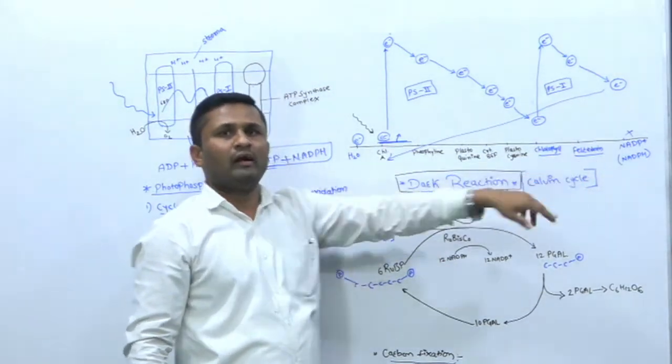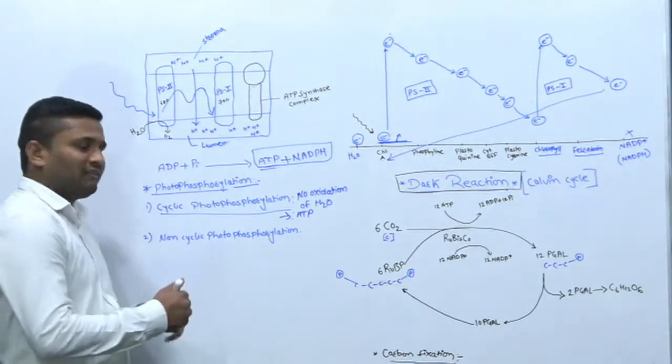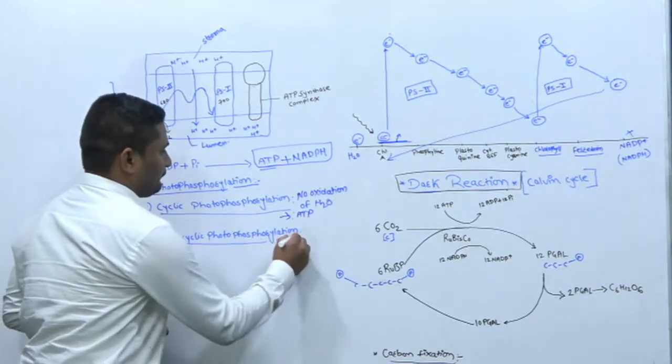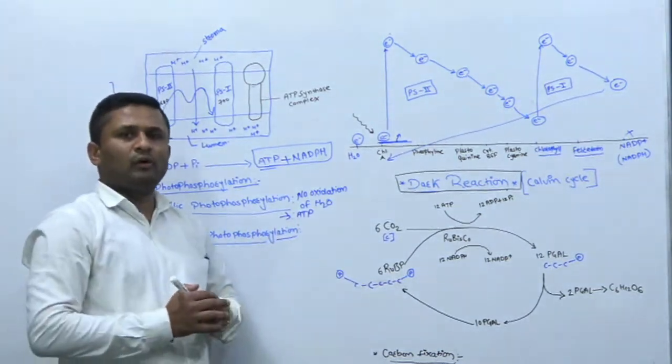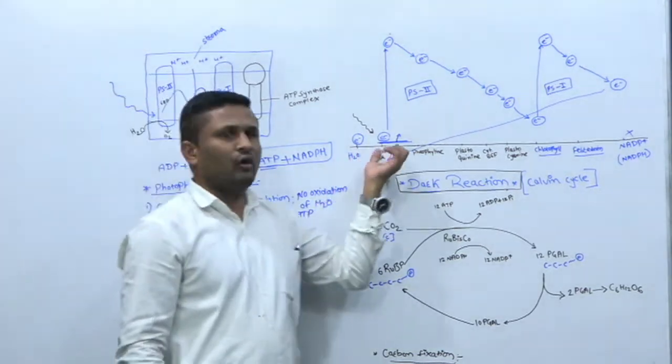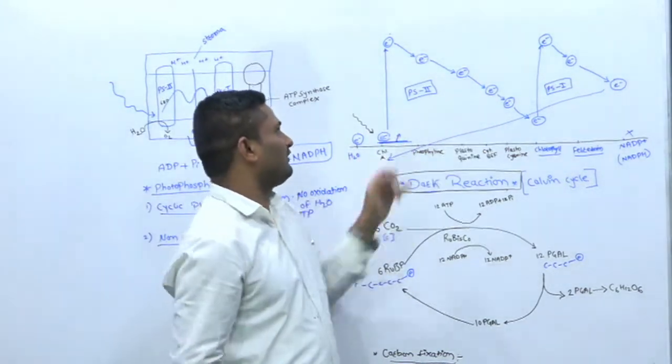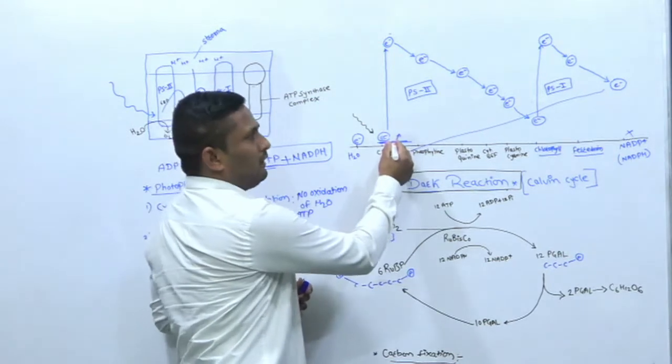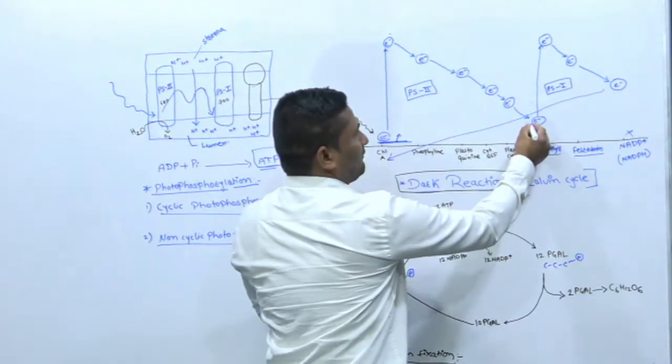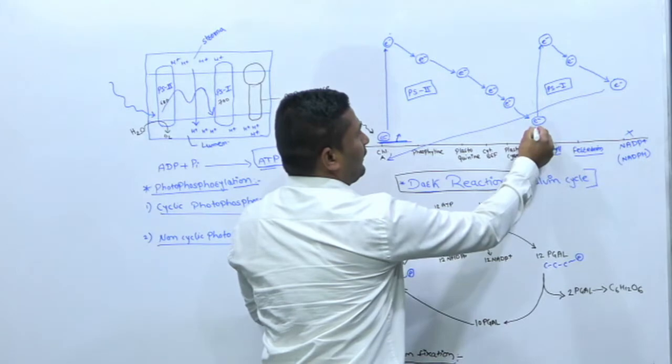Okay, exactly opposite to this is the non-cyclic photophosphorylation. In non-cyclic photophosphorylation, these electrons are in a higher energy state, see we started from here, and while reaching the PS first, this electron is already at a higher energy state.